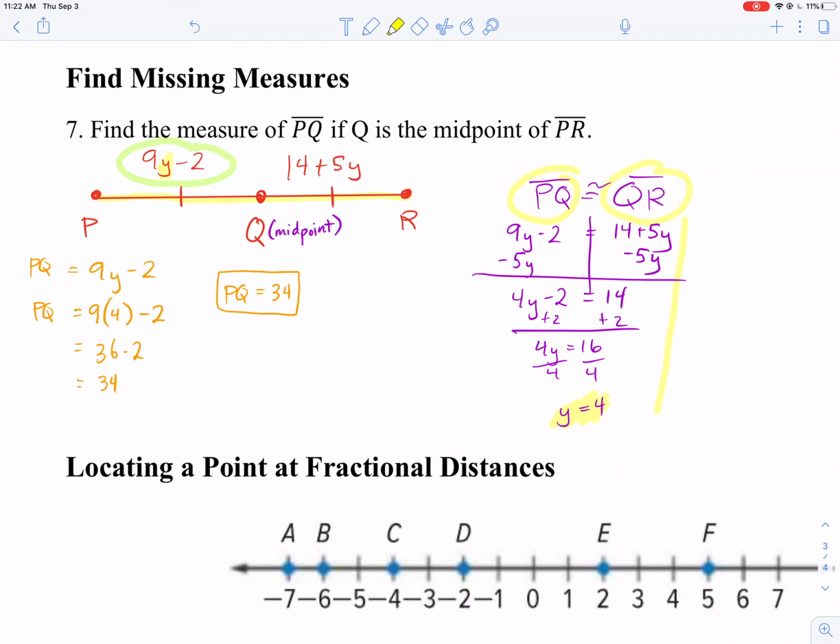If it helps you, pause the video just to see the steps as you go through to write it down and to solve. Remember that the question asks us to find the measure of PQ, so I'm going to use, where I have it circled in green, this 9y minus 2, and substitute in my y equals 4 for my y. I have PQ equals 9y minus 2, I substitute in my 4, 9 times 4 gives me 36, 36 minus 2 gives me 34, and I end up with PQ is equal to 34.